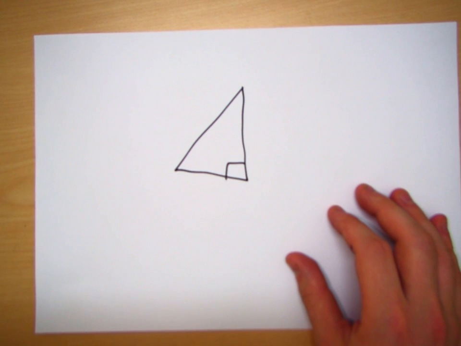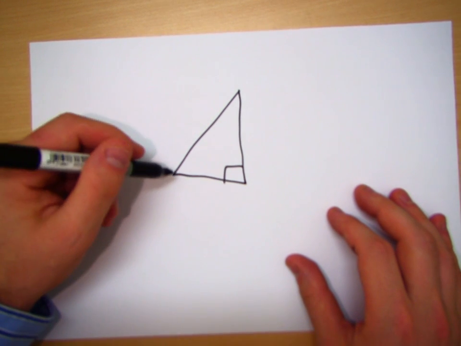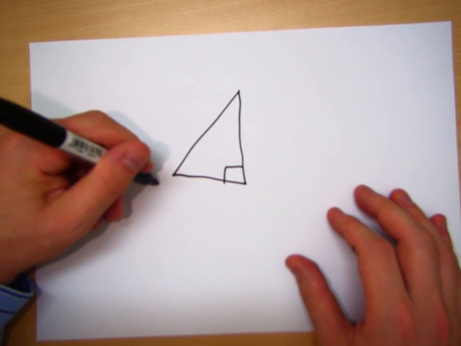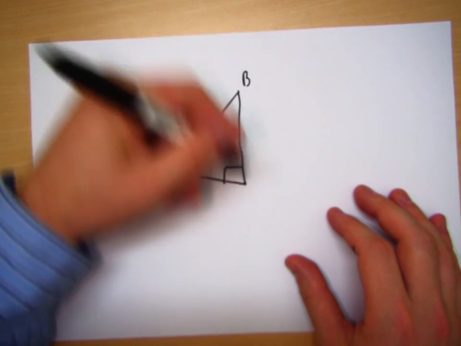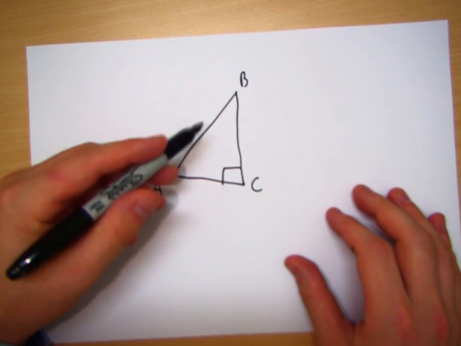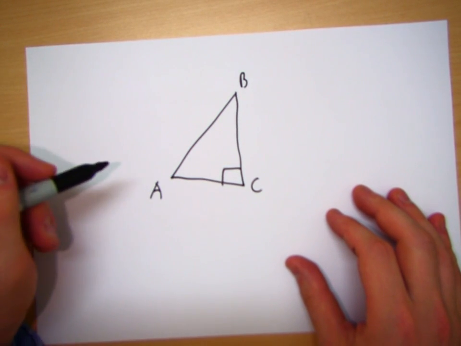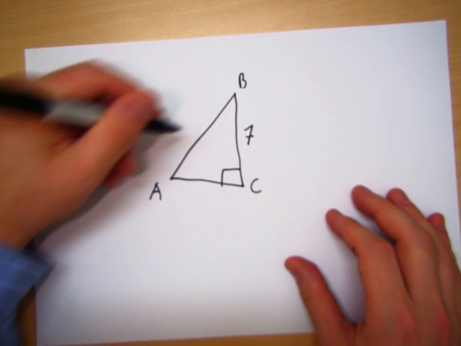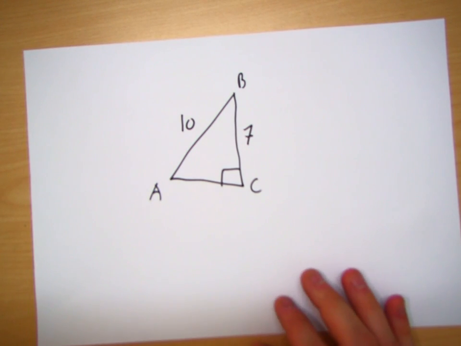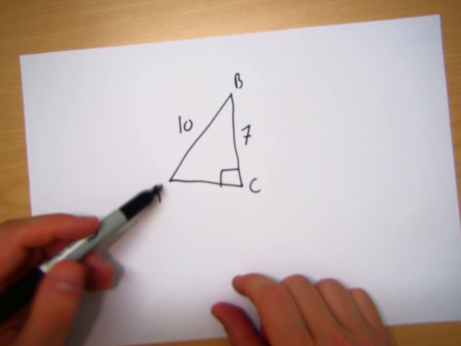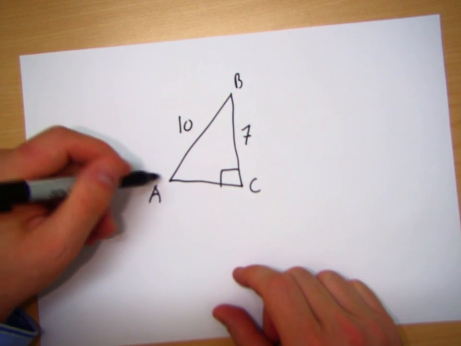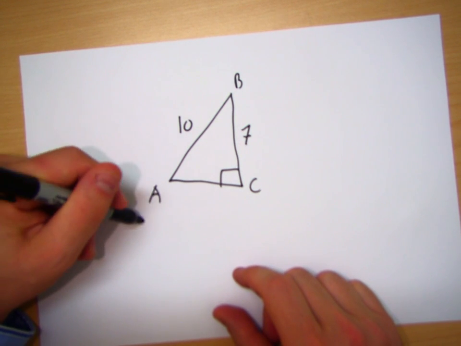You're going to have, say, a right triangle here like this. And this right triangle, let's say, has some angles A, B, and C. Okay, so here's this right triangle. Let's say I know that this is 7 and this guy is 10. Well, let's say I want to find out what angle A is. Okay, so I want to find out what that angle is.